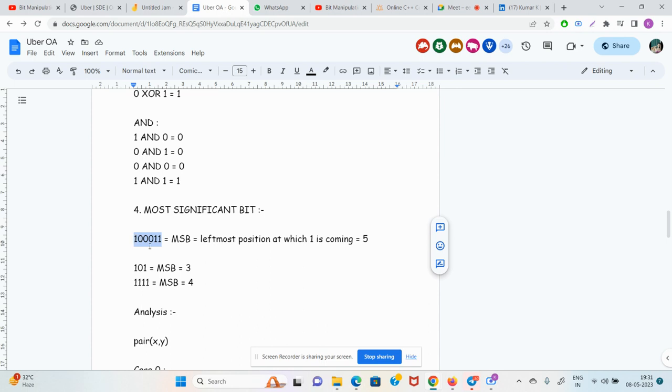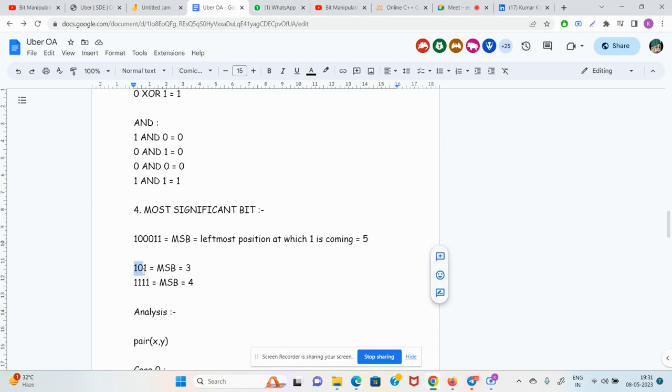Leftmost one is this one, right? So this is zero position, this is one position, this is two position, this is three position, this is fourth position, and this is fifth position. So MSB for this number is 5. MSB is very simple. MSB just means the leftmost position at which one is coming. For this number, the one in the leftmost position is at the fifth position. So 5 is the answer.